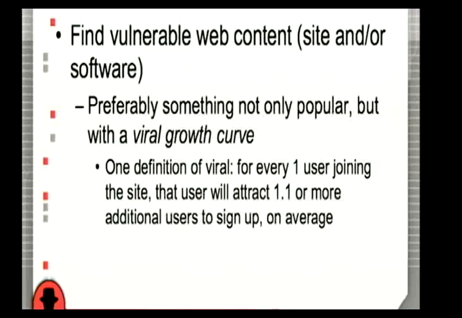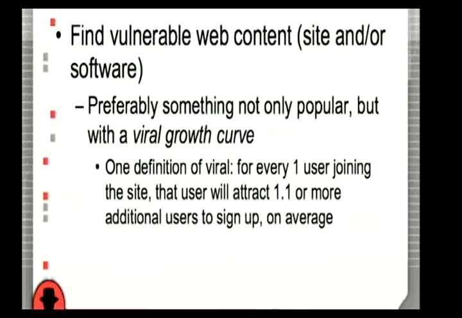Go for it. All right, so the exploit lifecycle: if that's the setup, if that's the environment, the petri dish that we want to live in, what does the lifecycle look like? Well, this is where I get to define my definition of viral, right? Vulnerable web content, site or software: Blogger, WordPress, or MySpace, Zanga, whatever. Preferably something that's not only popular, but has a viral growth curve.